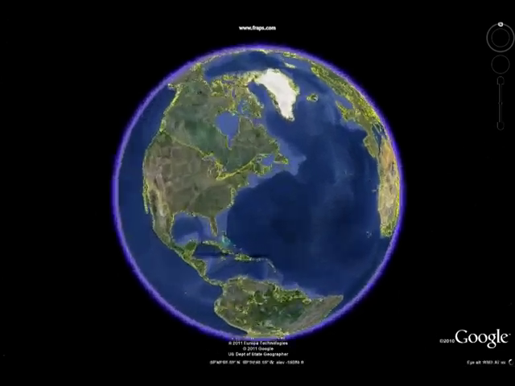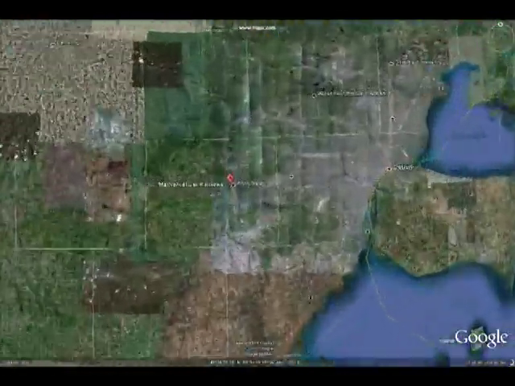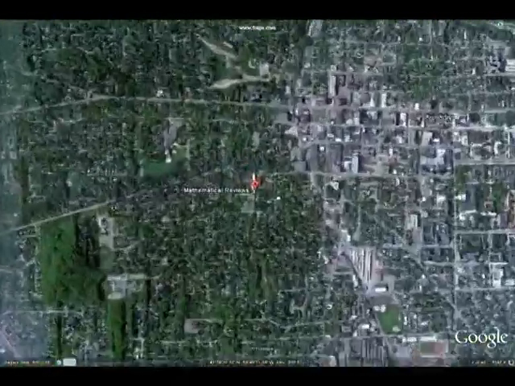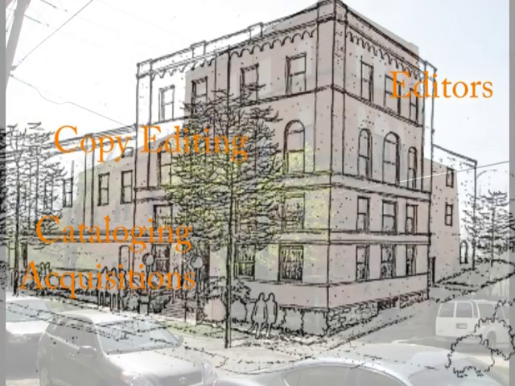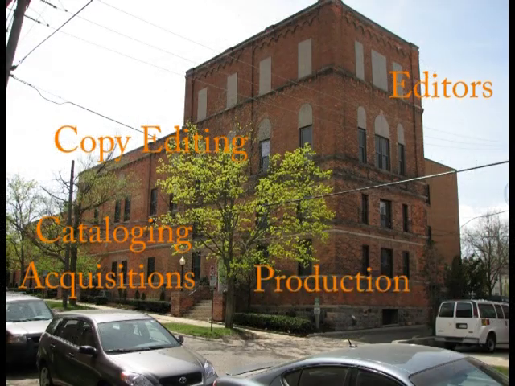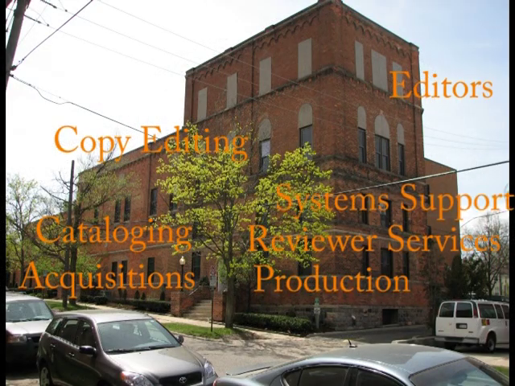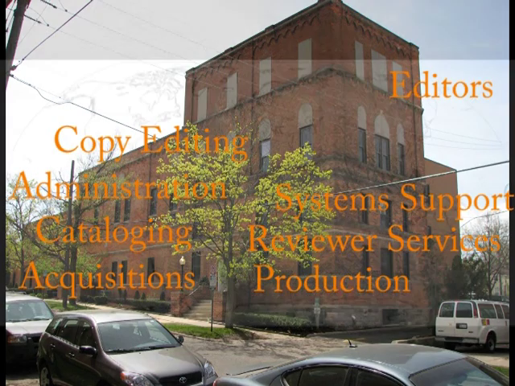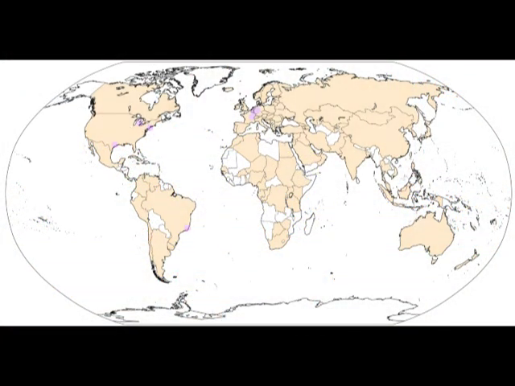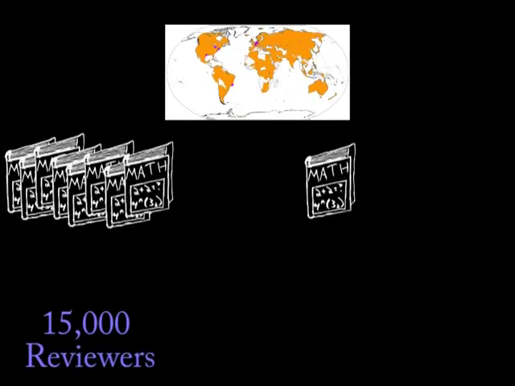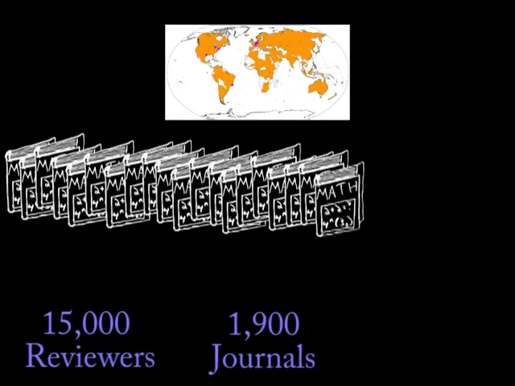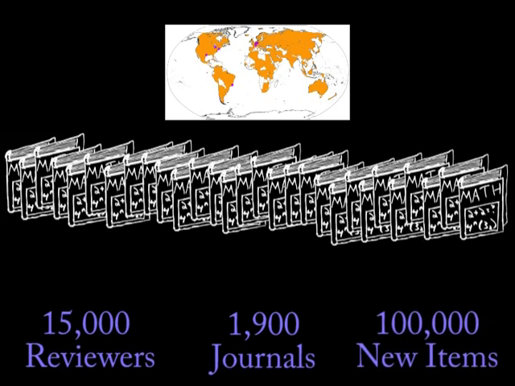The Mathematical Reviews building is located in Ann Arbor, Michigan, and houses 75 employees, including departments for editors, acquisitions, cataloging, copy editing, production, reviewer services, system support, and administration. Each year, with the help of over 15,000 volunteer reviewers around the world and listings from over 1,900 journals, MR adds nearly 100,000 items to the MR database.